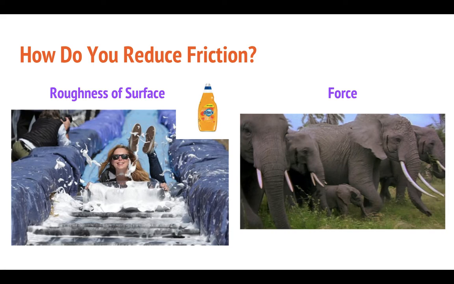So how do you reduce friction? How do you make things easier to move? Looking at the slip and slide, you can decrease the friction by adding soap. Adding that oil creates smoothness, which makes less friction. For the elephant one, if we had a smaller elephant, a baby elephant, with less applied force, it'd be easier to push and slide that elephant into the crate.